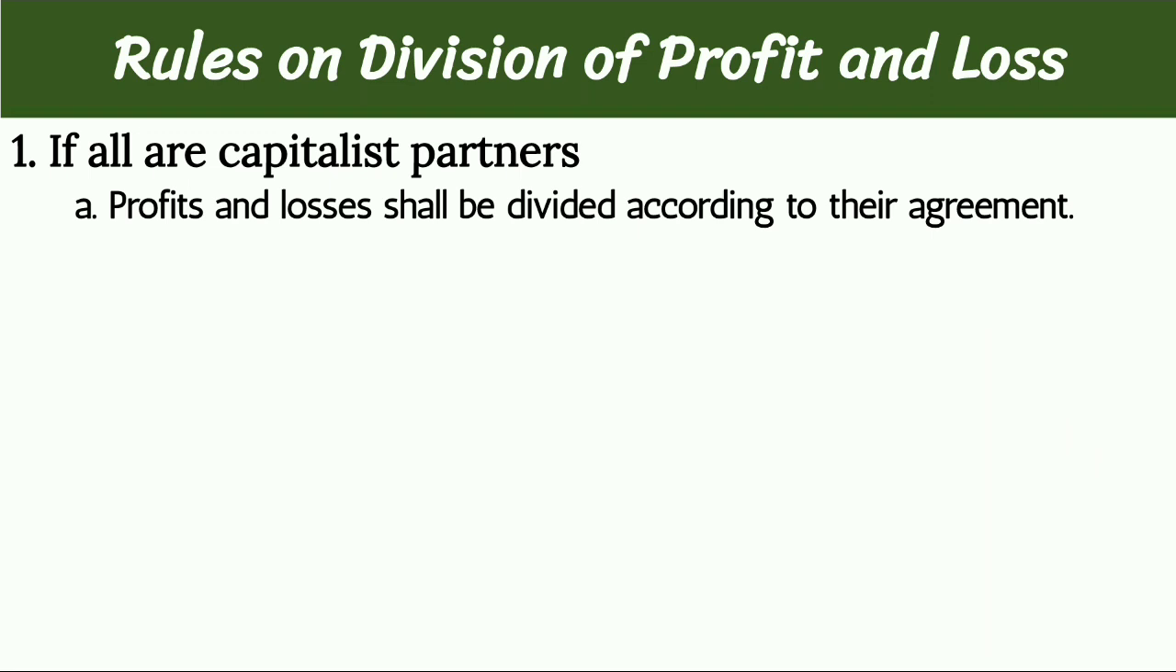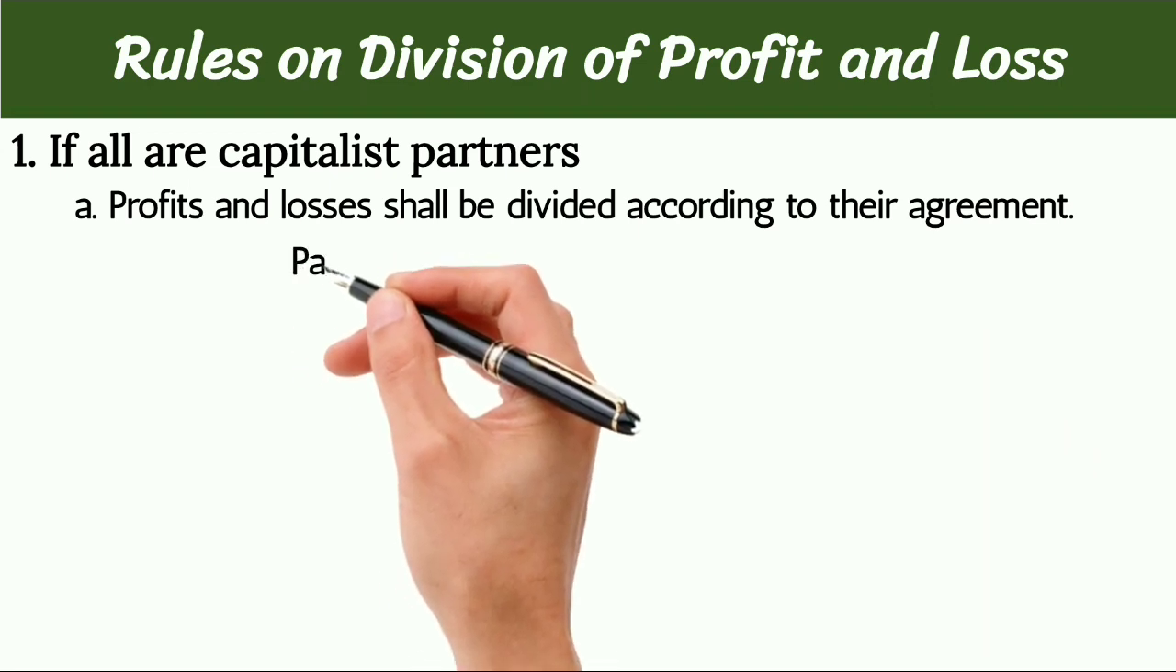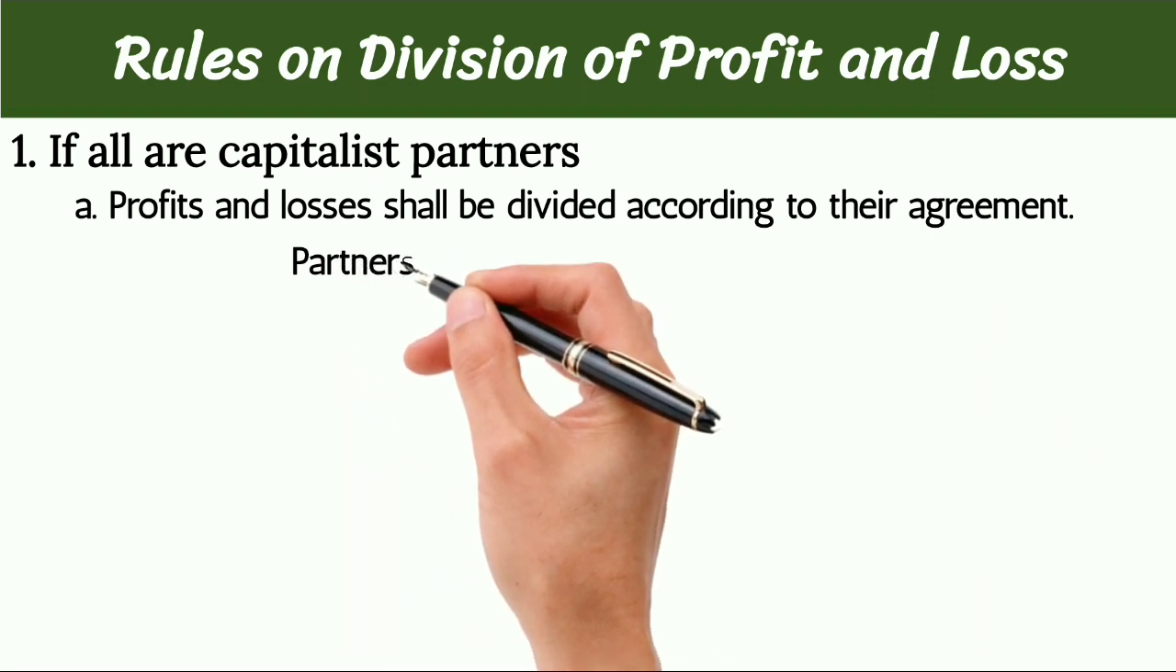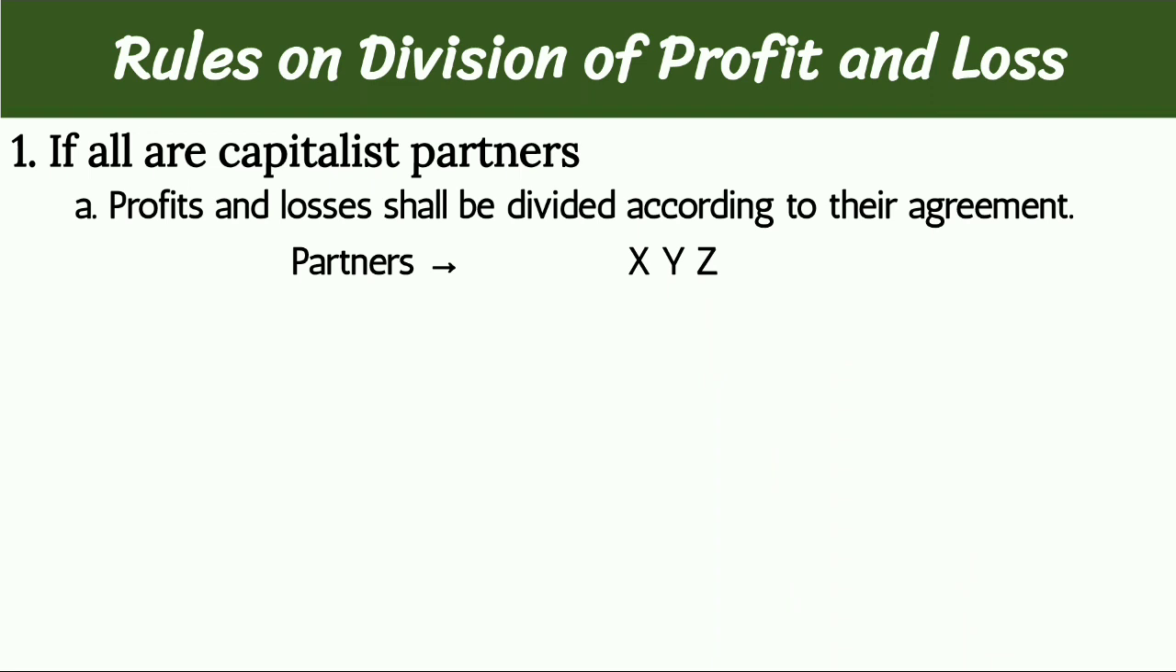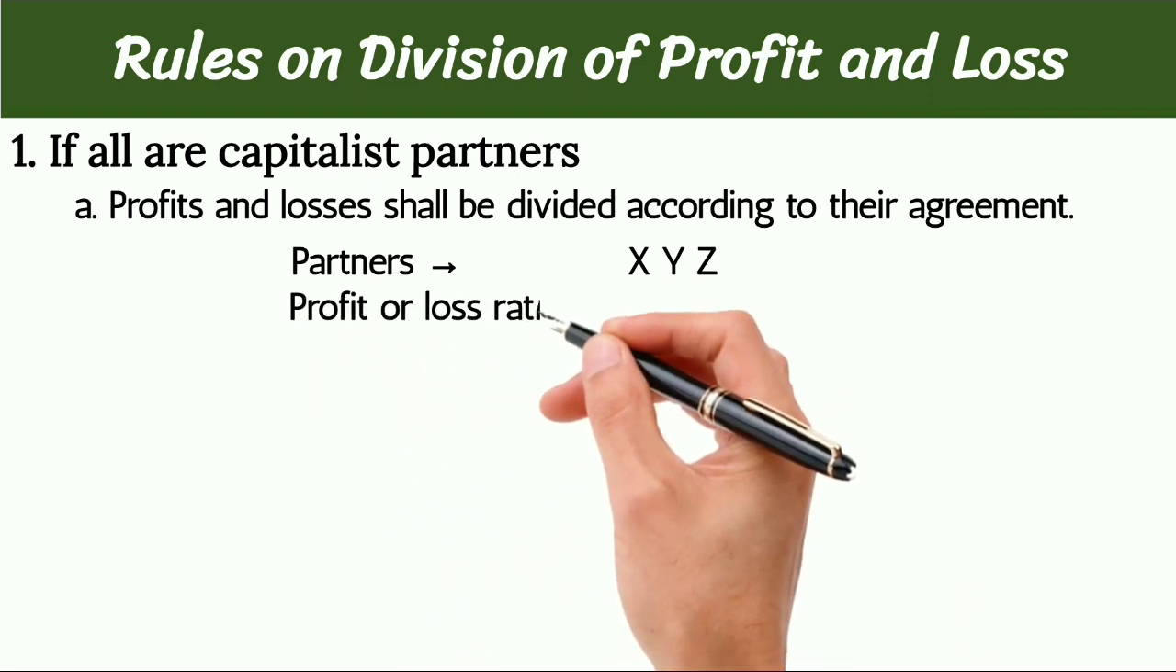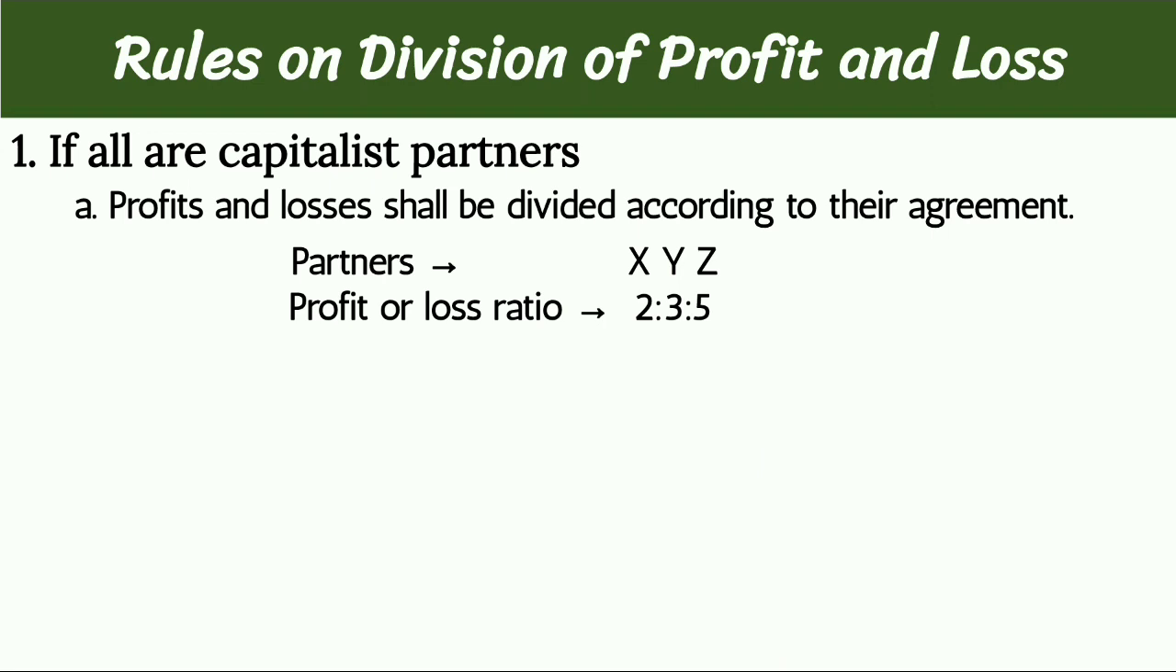This is because a partnership contract is a consensual contract and a partnership is based on agreement. Kaya ang masusunod ay yung agreement nila. Sir, paano namin malalaman yung agreement ng mga partners? Or yung agreement ng capitalist partners? Meron tayong tinatawag na profit or loss ratio. For example, there are three partners, namely X, Y, and Z. At yung profit or loss ratio ay 2 to 3 to 5.